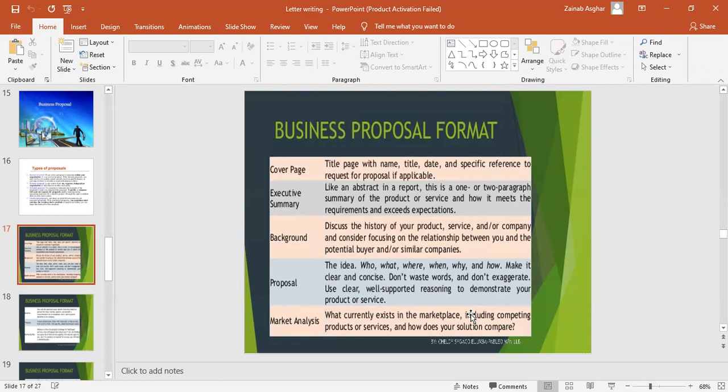Each of these details is important, students. You can't eliminate one of them when you are going to write.